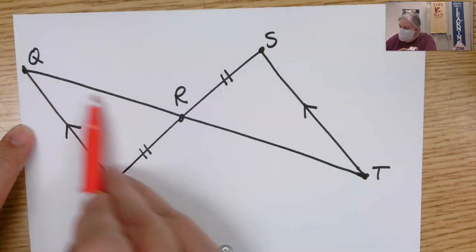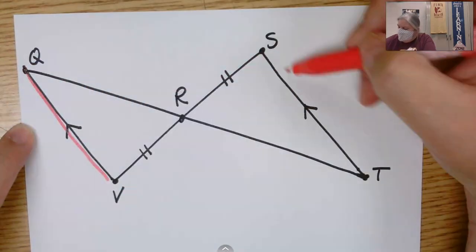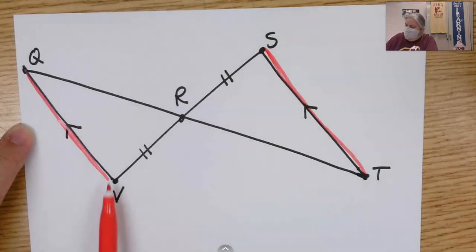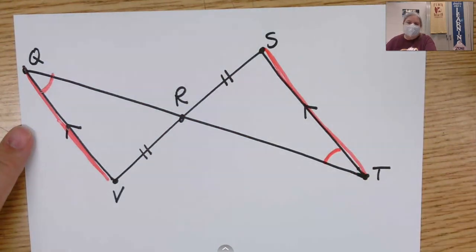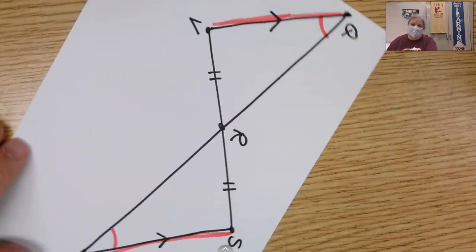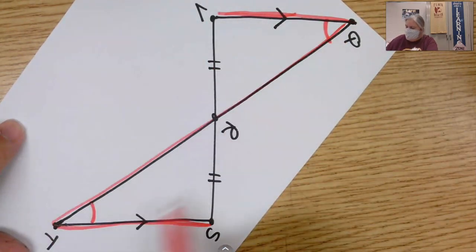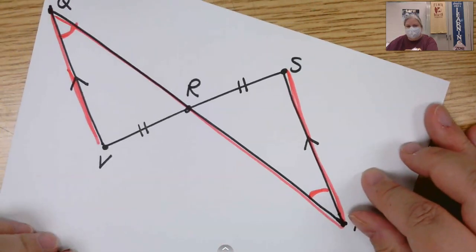So QT, because it connects those two parallel segments, is my transversal. Here are my parallel segments. One pair of alternate interior angles is right here. Angle Q and angle T will be congruent because those are alternate interior angles. Let me turn it so you can see it. It makes kind of like a Z. Alternate interior angles often make a Z shape, and it's the inside corner. Could be a backward Z. You could think of it as a slanty N.